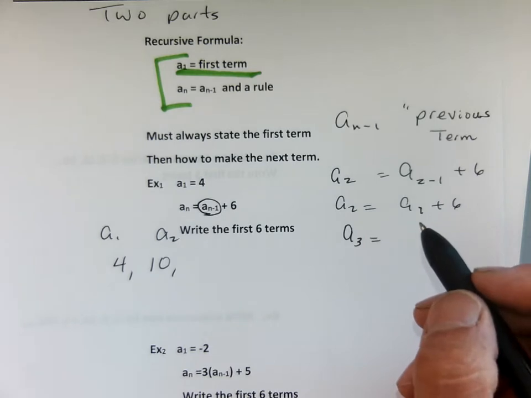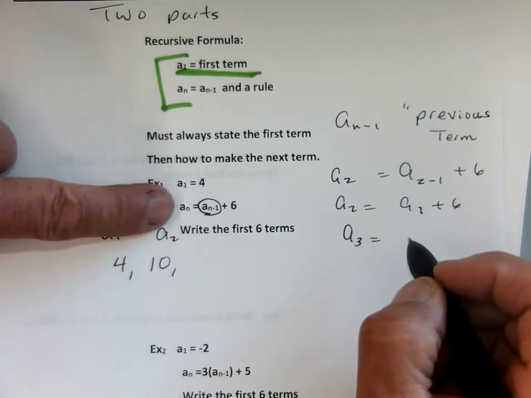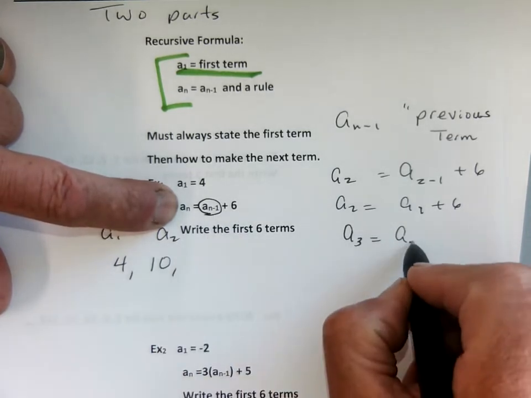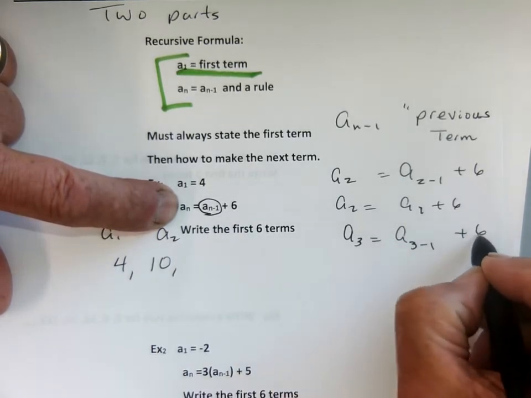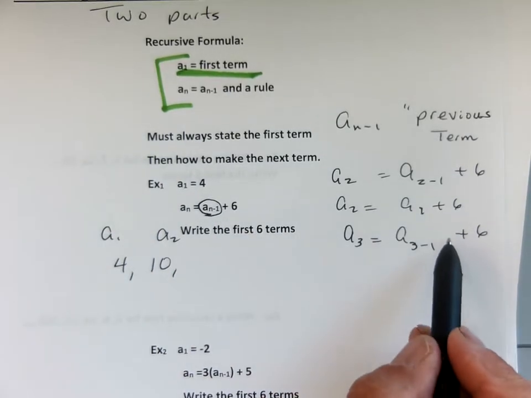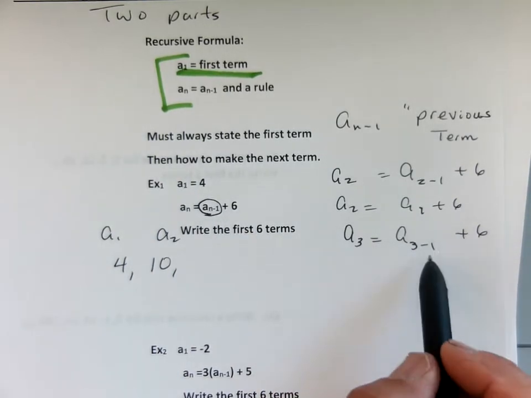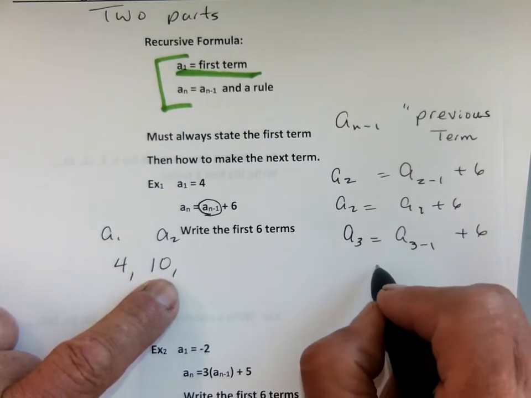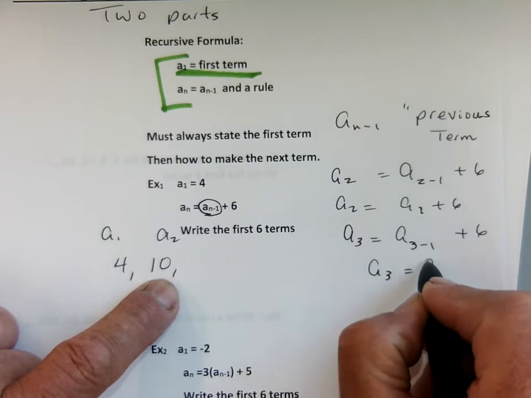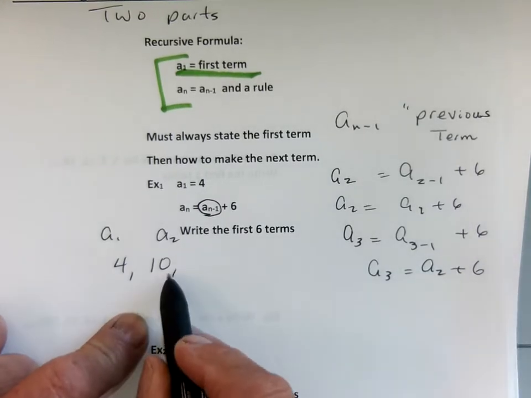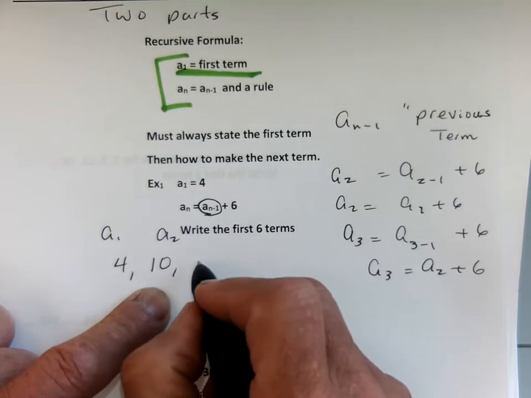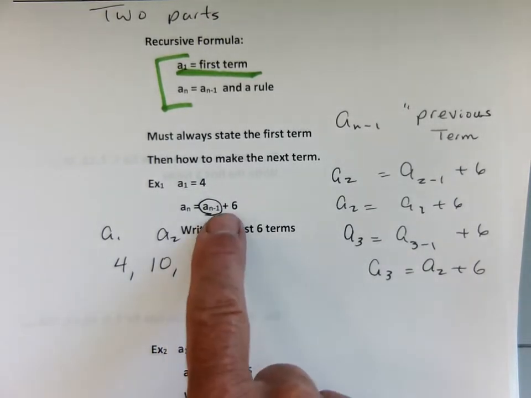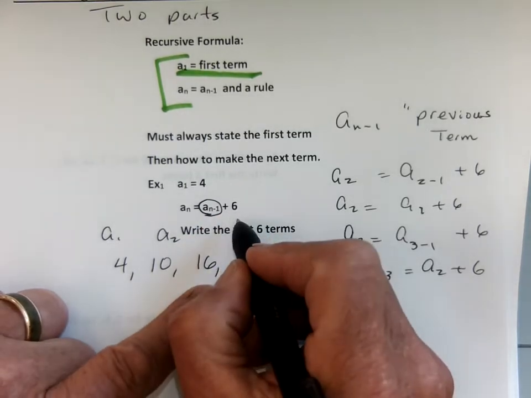A3, which is the third term: if I follow the formula, n is 3, it'd be a sub 3 minus 1 plus 6. That's my formula, and that's going to become A2. Well, A2 is 10, so A3 is A2 plus 6, 10 plus 6, which is 16. If you just believe me that it means the previous term, then you take the term you just wrote down and add 6 to it. That's all we're going to do.